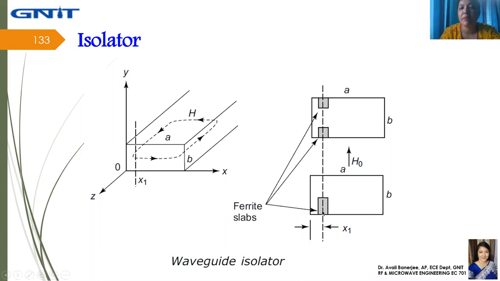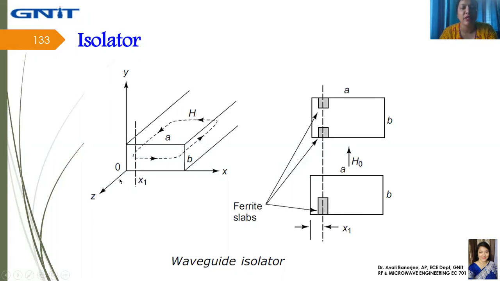Here, near and parallel to the narrow waveguide wall, the magnetic field exhibits circular polarization. This occurs at this x1, where x1 is equal to a/4 or 3a/4. For the propagation of waves in the plus z direction, I have shown the direction here. This is z, this is y, and this is x. So this is the propagation of the waves in the plus z direction.